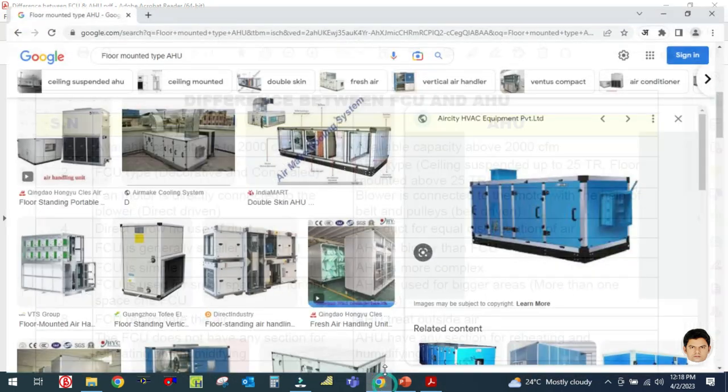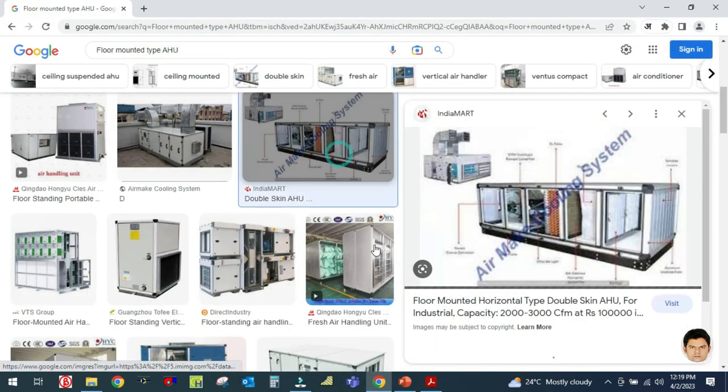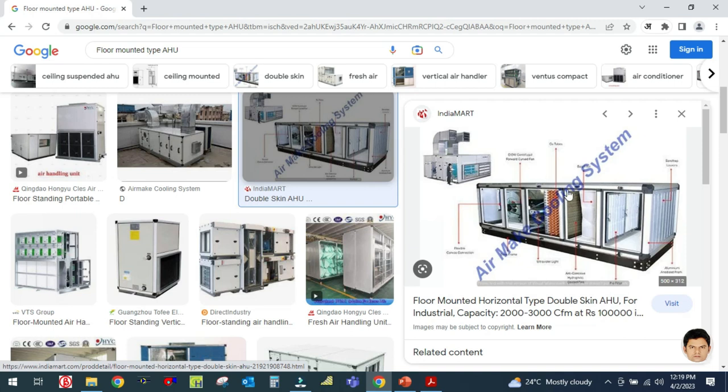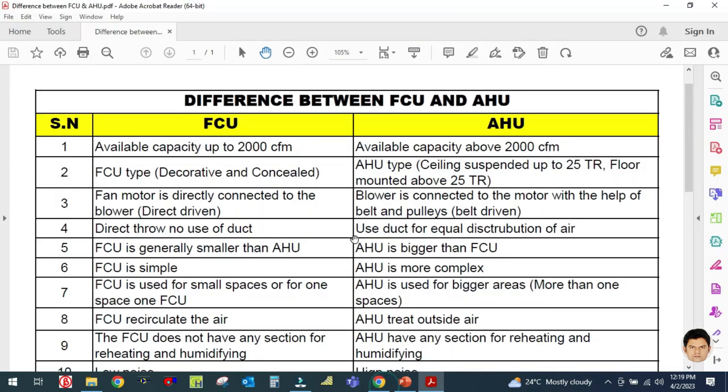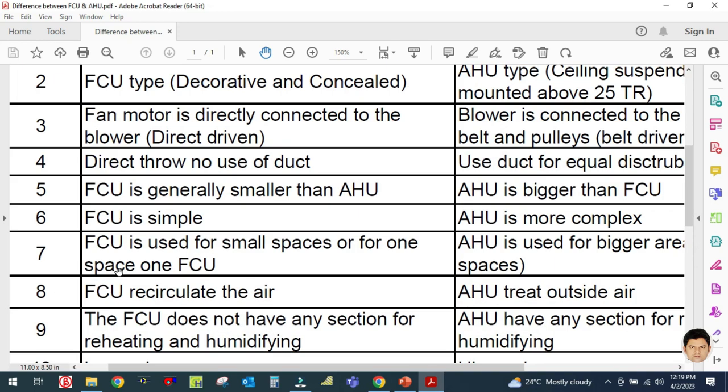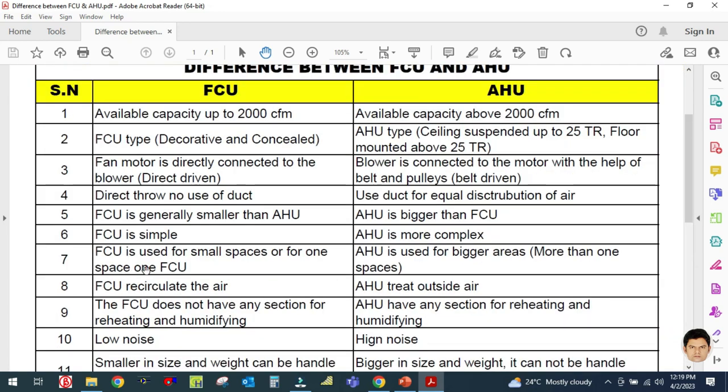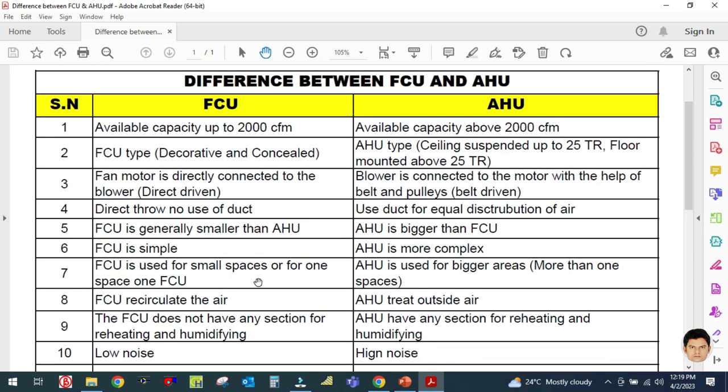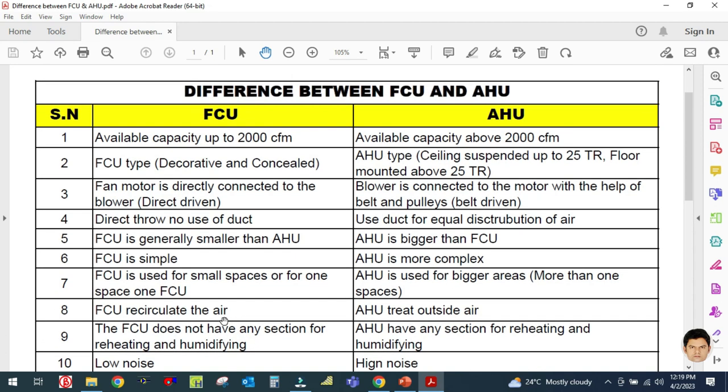So you can see here, this is AHU. How many parts are there inside of AHU? And the seventh difference is fan coil unit is used for a smaller space, one space, one FCU, and AHU is used for bigger areas, more than one space. FCU recirculates the air, AHU treats the outside air, it does not recirculate the air.